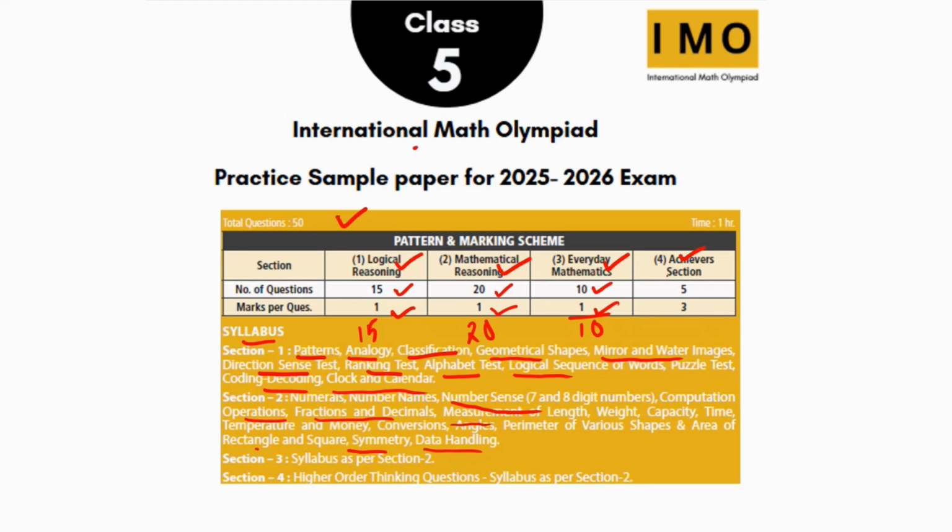As well as for the fourth section, we have the same topics, but in section 4, compared to 2 and 3, the difference is that the questions provided to you are of a bit higher standard. So that is why it's named Achiever section. Over here, we have just 5 questions, but the marking is 3 marks each, making a total of 15 marks. So that's the entire paper's division.